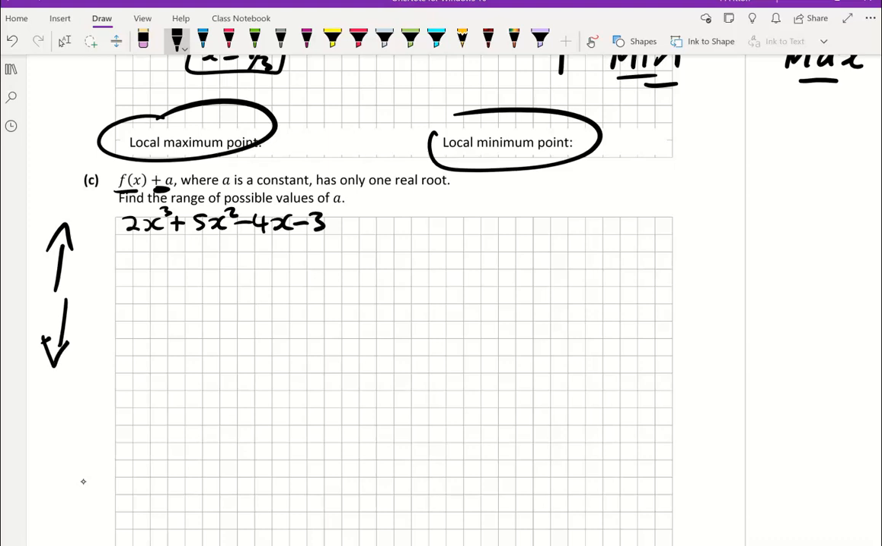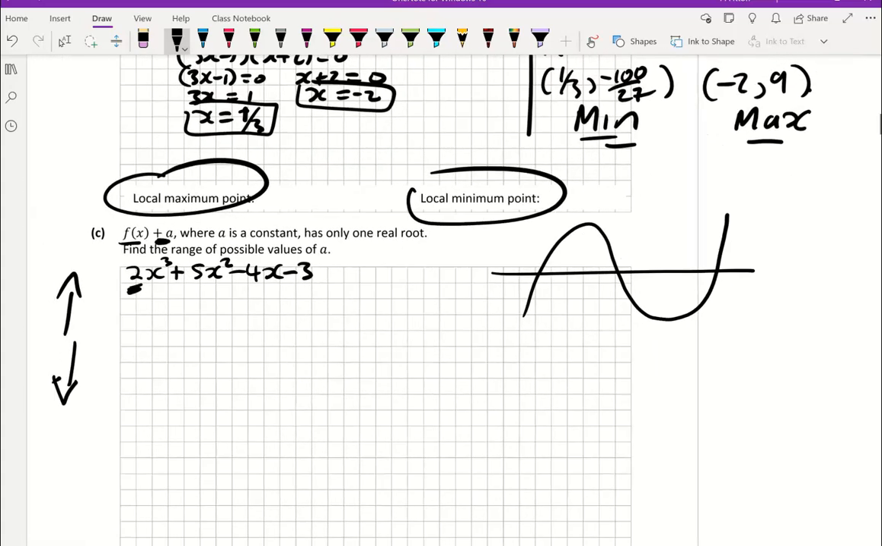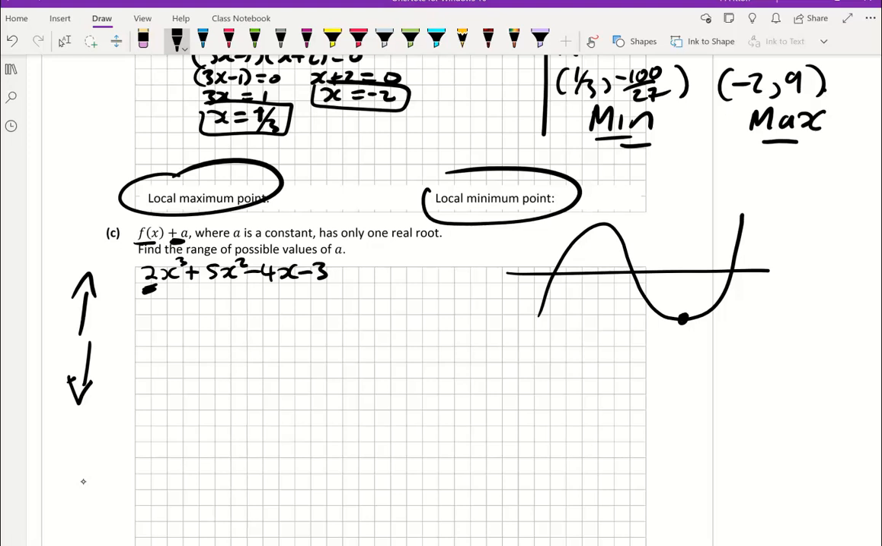We have a cubic here. We notice that this is a positive value here. That means it's going to be u-shaped at the end. So this is the shape of it. Okay, so we've got our minimum point here is going to be 1/3, minus 100 over 27. Of course, our maximum point is minus 2, 9. Okay, we notice here now that we have 3 nice neat roots. So by adding or subtracting a number, we're shifting it up and shifting it down. So what they're saying is, how far up would you have to shift it, or how far down would you have to shift it, so that you've only one real root?